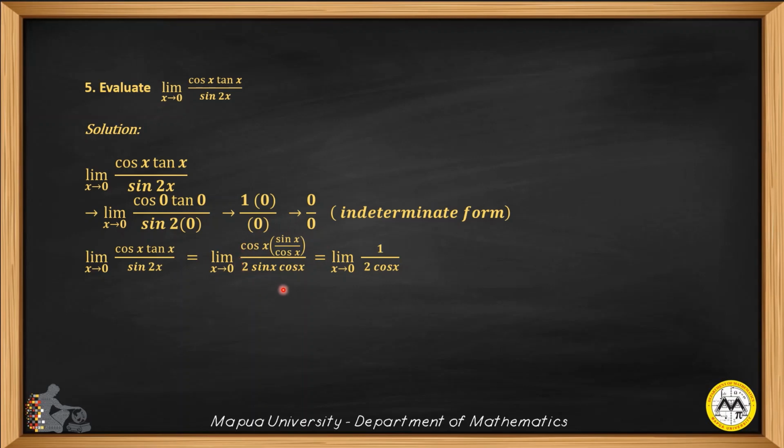Simplifying this fraction now, noting that cosine x is a common factor here, and then sine x is a common factor also of the numerator and the denominator. This expression simplifies to 1 over 2 cosine of x. And using this to evaluate the limit as x approaches 0, we end up with 1 over 2 cosine of 0, or we have 1/2.